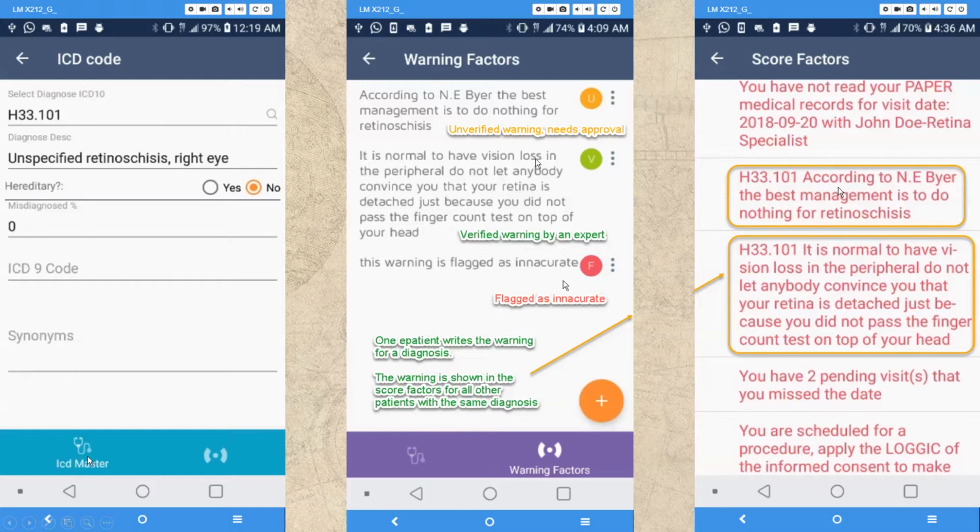It is normal to have vision loss in the peripheral. Do not let anybody convince you that your retina is detached just because you did not pass the fingerprint test on top of your head. This is verified by an expert.